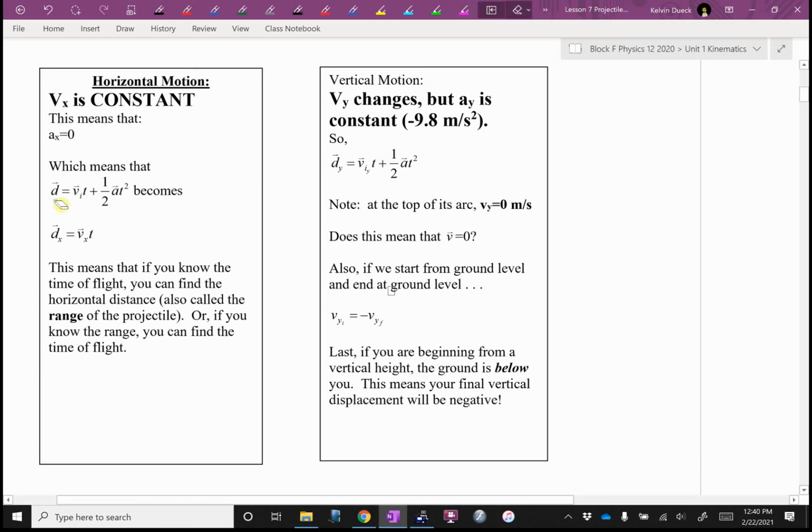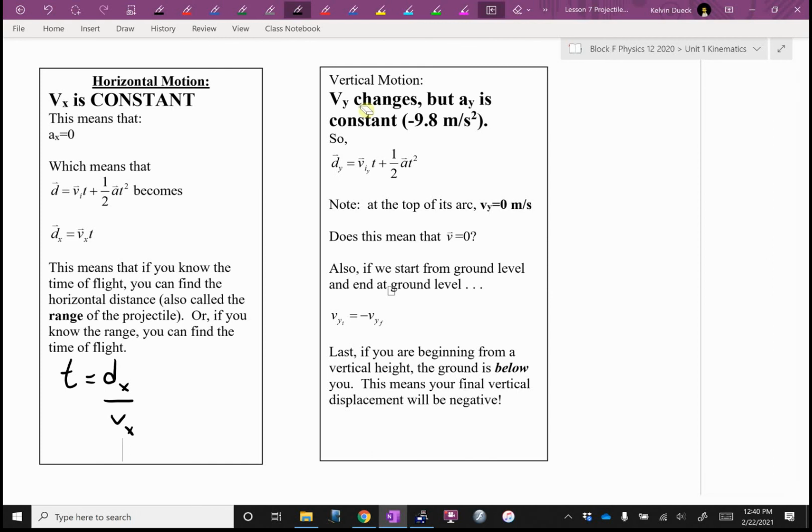What that means is that d equals Vit plus a half At squared just becomes dx equals Vxt. No more quadratic. It means if you know the time of flight, you can find the horizontal distance, also called the range. Or if you know the range, you can find the time of flight by just dx over Vx. Get the t by itself.